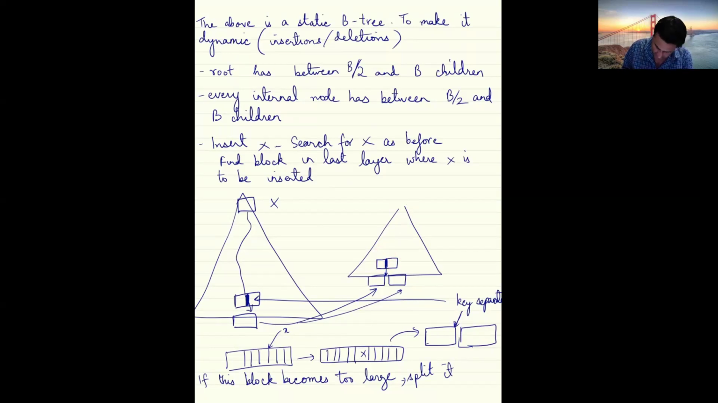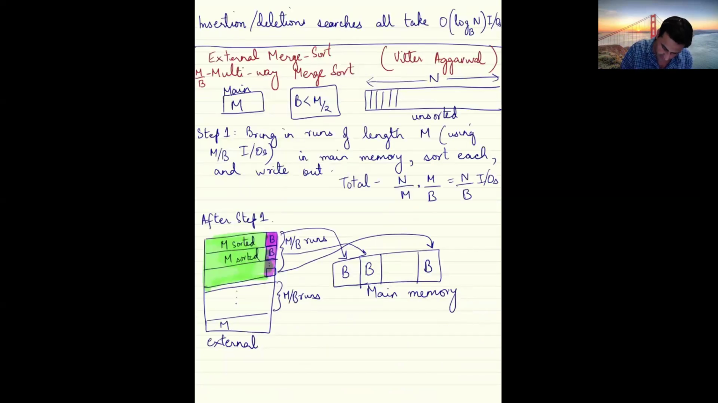And when you delete, if the block becomes too small, then you merge the two adjacent blocks. So insertions and deletions will all take log base B of n IOs. And I will leave it as homework for you to look at the pseudocode.